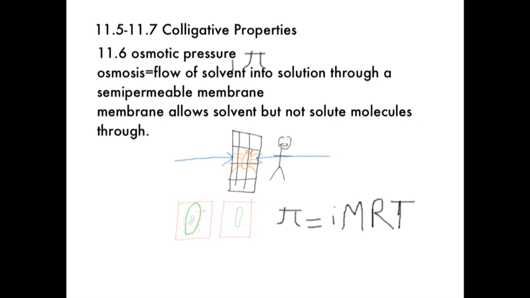So you can see that the higher the concentration is, the greater the osmotic pressure. And that's what makes it a colligative property. It depends on the concentration, the number of particles, not on what you're dissolving.